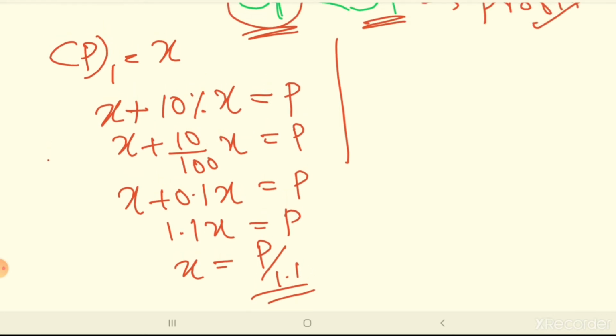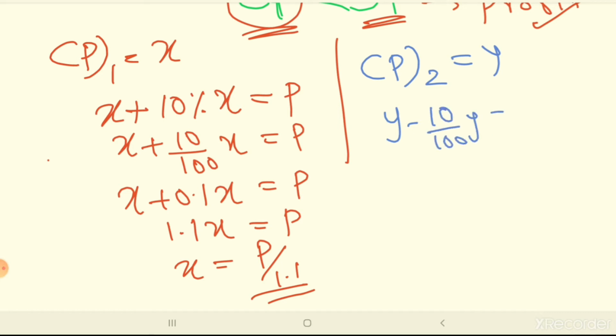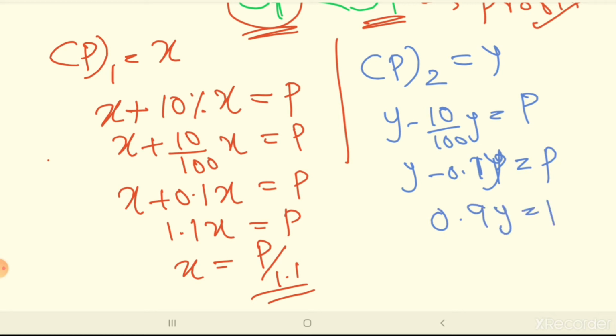Similarly, the cost price of the second goat equal to Y. Then he suffers a loss of 10% and sold it for P. Then Y minus 0.1Y equal to P. 0.9Y equal to P. The cost price of the second goat equal to P by 0.9.